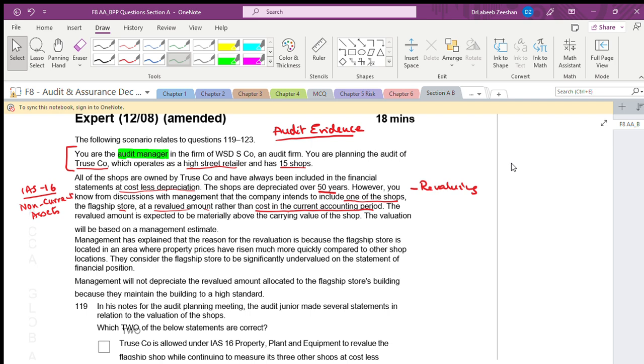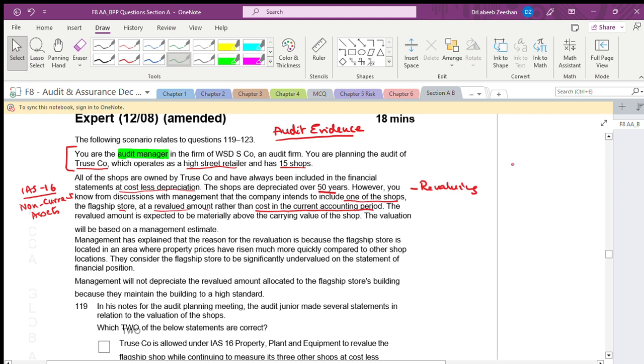If you are revaluing, you have to do the revaluation for all the assets of that class at a uniform level. We should not be selective, only to one type of asset. This is one of the most important and significant points with respect to revaluation. They will test you on this.